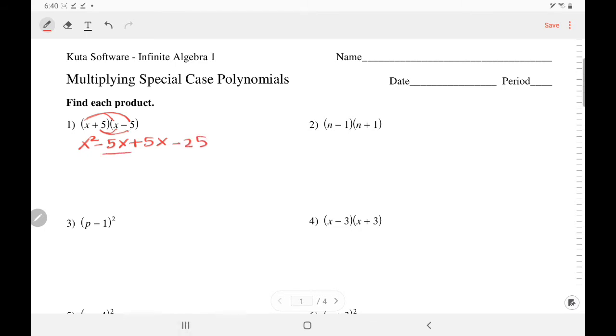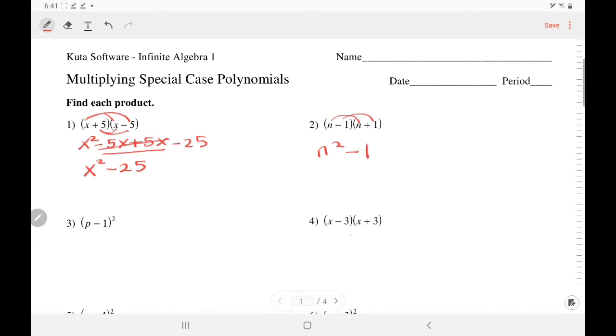The two middle terms are like terms, but they're opposites. Negative 5x plus 5x cancels out. So it's just x squared minus 25. This situation is called a difference of squares, where the x plus 5 and the x minus 5 have opposite signs. Let's practice it over here. This is the same scenario as that. So we know that the two middle terms will cancel out. So it's just going to be n squared minus 1.